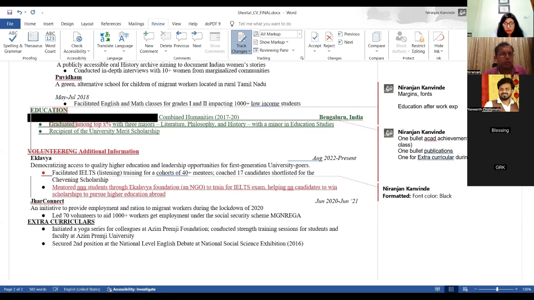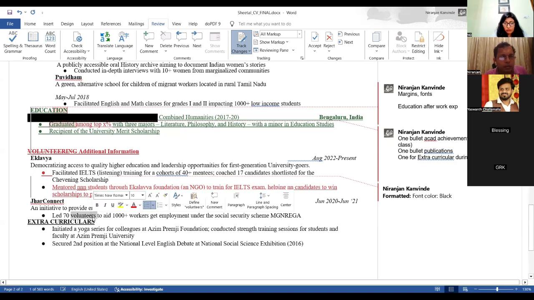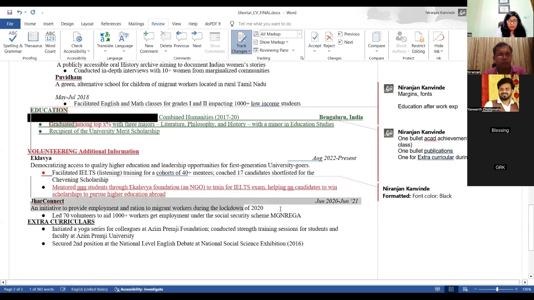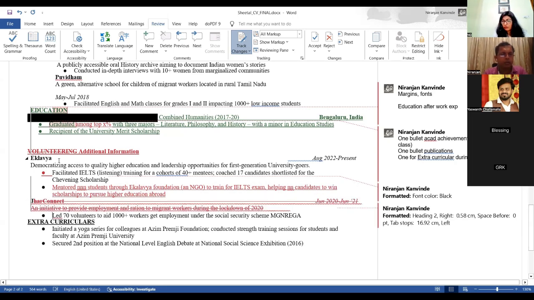Right. And then this is another one: led 70 volunteers to get 8,000 plus workers employed under Manrega. Manrega is a government scheme. We all know what it is, but the schools may not know, so you need to specify that. All this part will disappear, by the way. All this will go, and this also will disappear. What will remain is only the bullets.